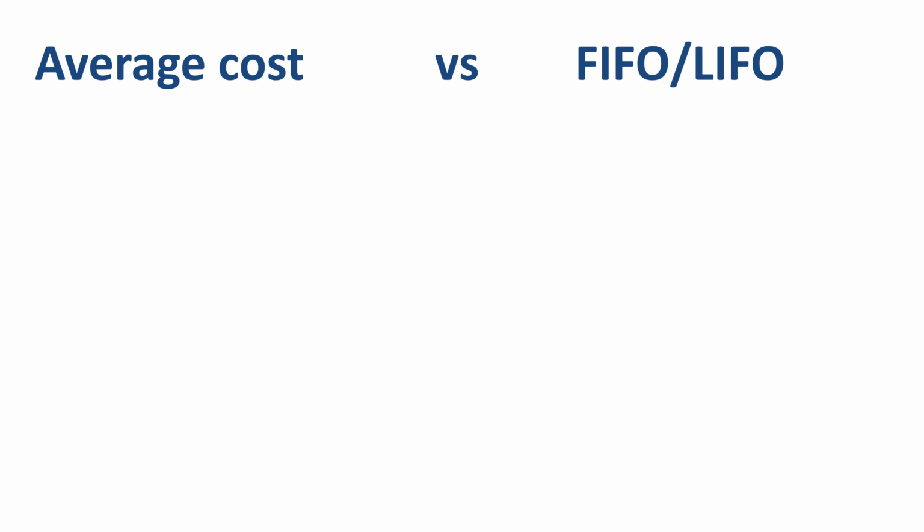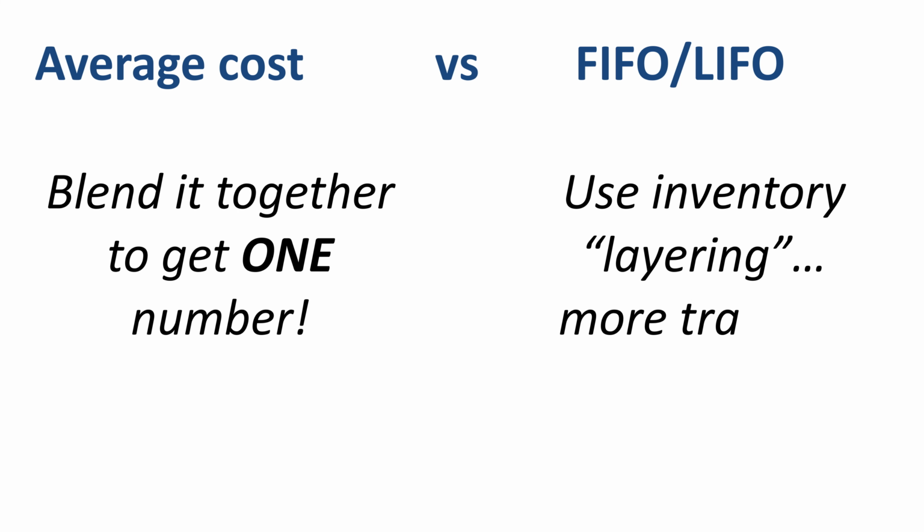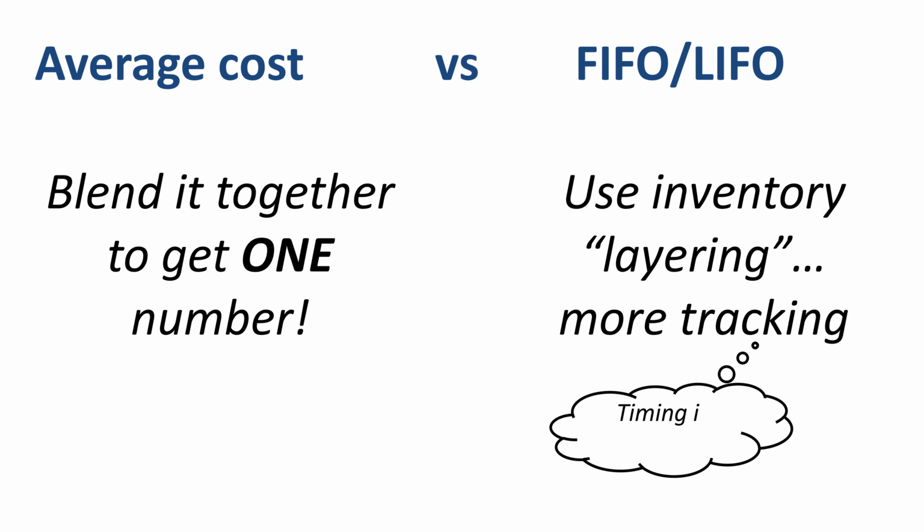What is the difference between the average cost method on one side and FIFO/LIFO on the other side? The average cost inventory method blends all purchases together and comes up with one number. FIFO and LIFO are cost accounting fictions that use a concept called inventory layering. For cost accounting and inventory valuation purposes, when using FIFO or LIFO, the company needs to keep track of the timing of the buys and the unit cost. Let me show you how that works.